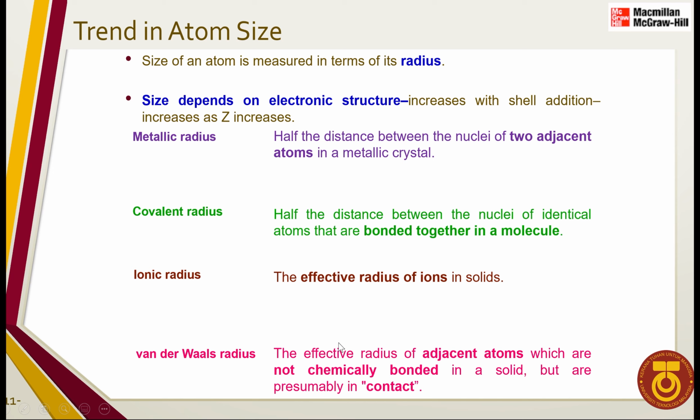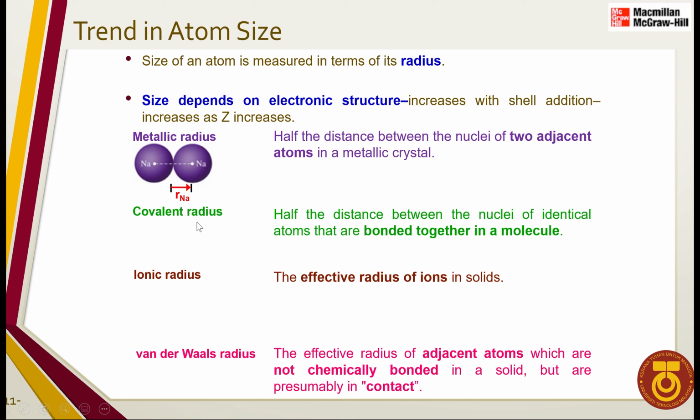As mentioned, let's have a look at the definitions of these radii in terms of their illustrations. This one is for metallic radius. It is half of the distance between the nuclei of two adjacent atoms in a metallic crystal. We have Na and Na here, so sodium and sodium atoms. Half of the distance should be from the nucleus to the next atom. So here should be the radius for sodium.